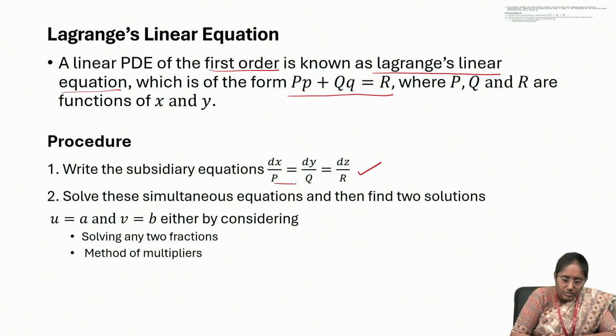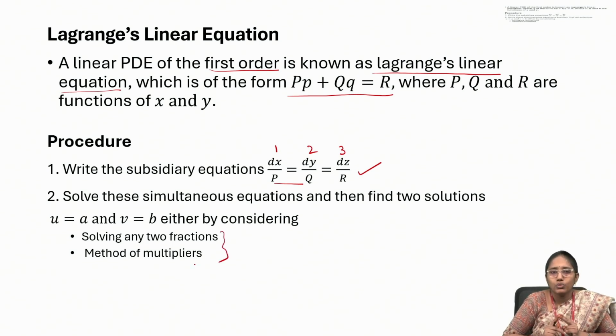Here we have the three choices. We can choose different fractions: 1 and 2, or 2 and 3, or 3 and 1. We have three possibilities. In those three possibilities, if it is possible, you can solve any two of them and get the two sets of solutions by solving the two equations. Or if it is not possible, then you can use the method of multipliers. But in either of these two ways, you need to find the two solutions.